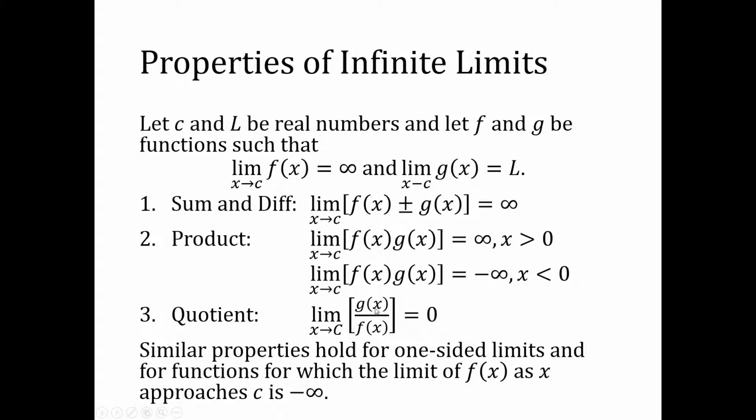And if our g of x, our continuous function at c, is being divided by an infinite limit, the limit will actually be 0. Similar properties hold for one-sided limits and for functions for which the limit of f of x as x approaches c is negative infinity. So instead of this being positive infinity, it would be negative infinity, which would make this negative infinity, this negative infinity, this positive infinity, and this stays 0. And like we said, the properties hold for one-sided limits also. All right, sounds good to me.